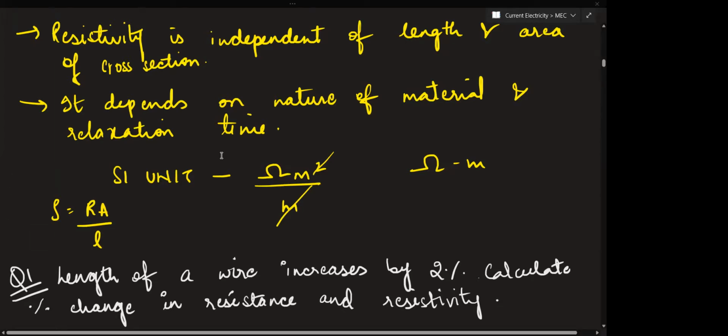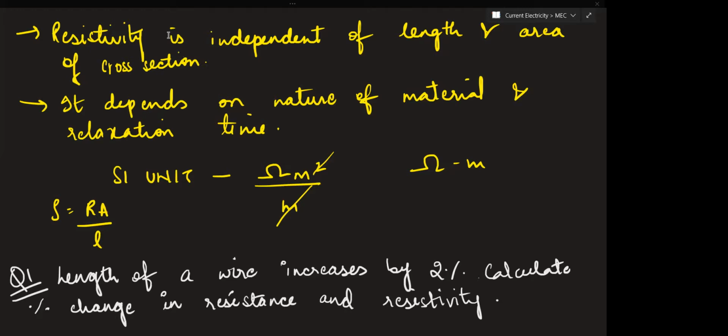So the question says that the length of a wire increases by 2%. You have to calculate the percentage change in resistance as well as resistivity. Try to solve it. R will be equal to rho L by A. So try to find out the initial resistance, final resistance, take the difference and divide it by the original. That gives you the percentage. And resistivity, all of you can answer without even calculation. So whoever gets the answer, submit it. It's not a lengthy question. Take 2 to 3 minutes, then we'll discuss it.